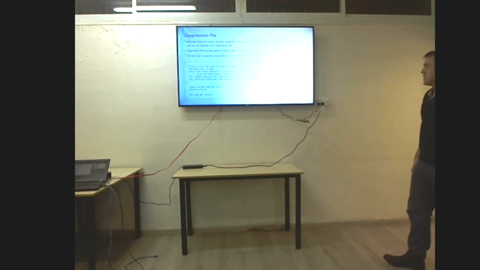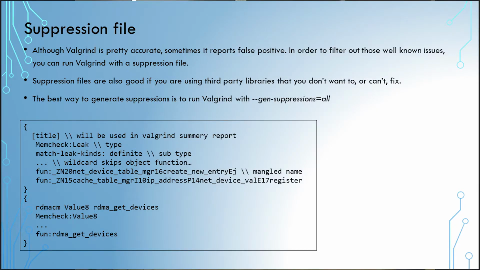Suppression files. As we said, if you're doing something very sophisticated or you have special hardware, you need to use a suppression file. A very quick way to do suppression is to run your code with gen-suppressions=all. It will generate suppression code for you, and then you can filter out the really good suppressions or not. You also have a wildcard. You can just skip. This is how a suppression is written.